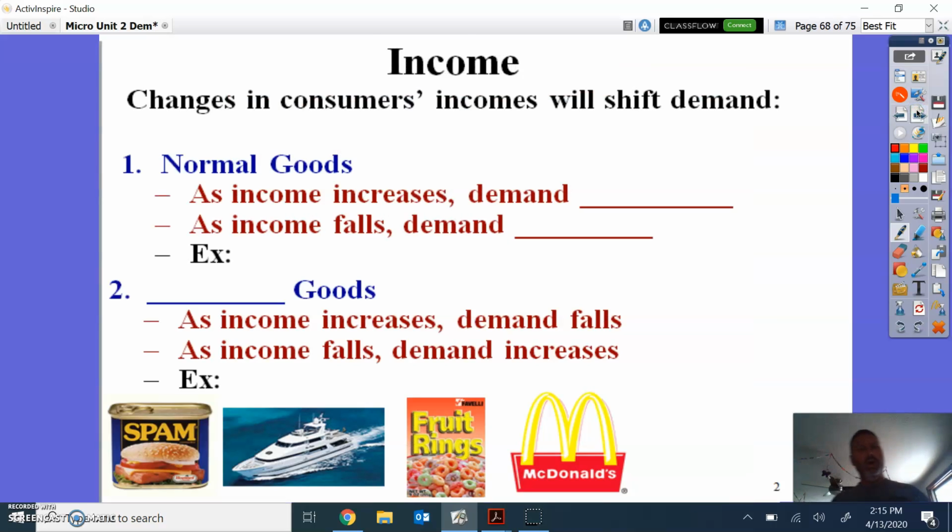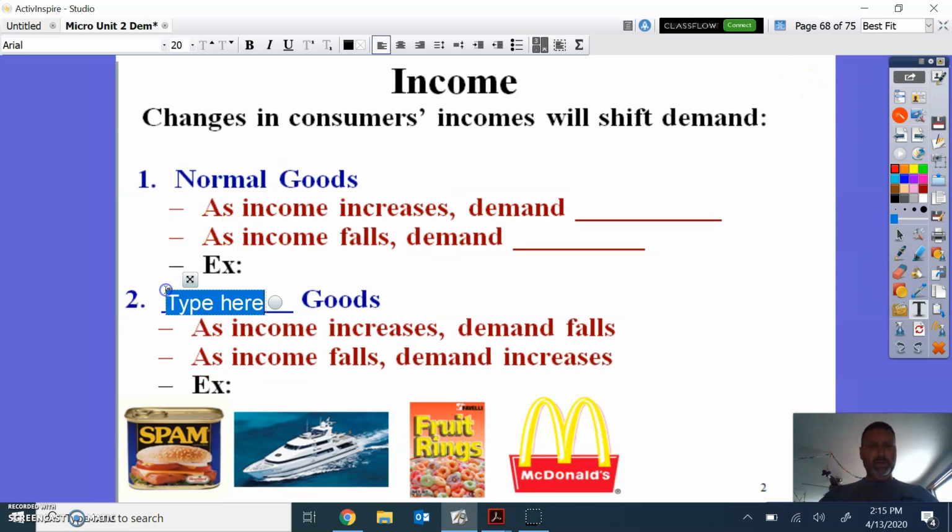Now, one of the other products that comes in with this, guys, in relation to income, is this question of normal and inferior goods. So if I type this out here, so make sure we're clear, there's an inferior good. As income goes up for a normal good, demand increases. Because as you get more and more money, you demand more and more things that you deem to be normal goods. As income falls, demand decreases.